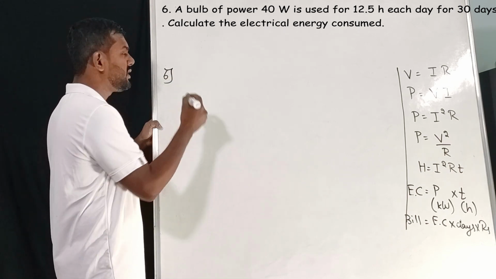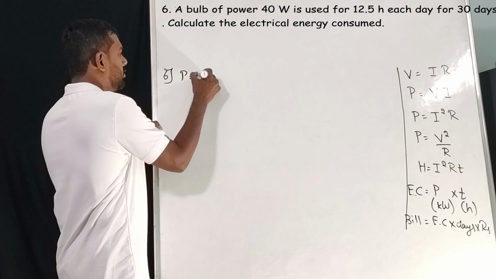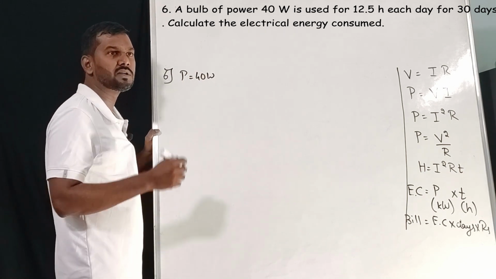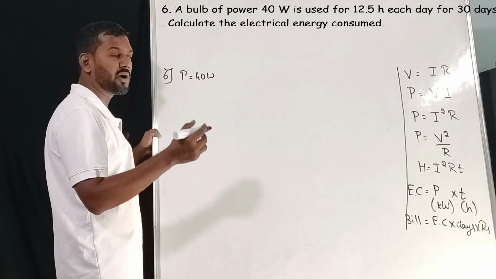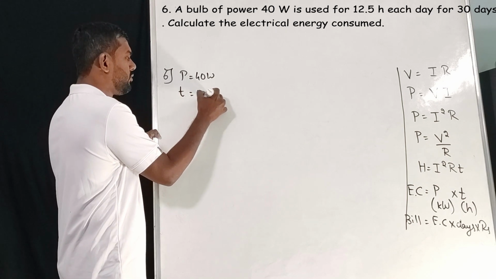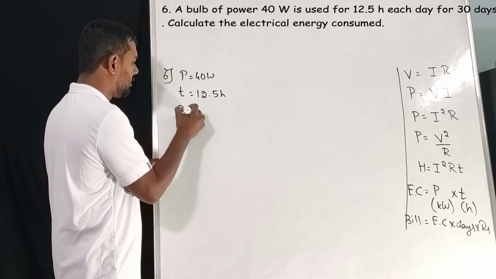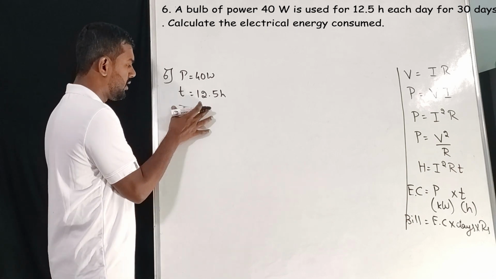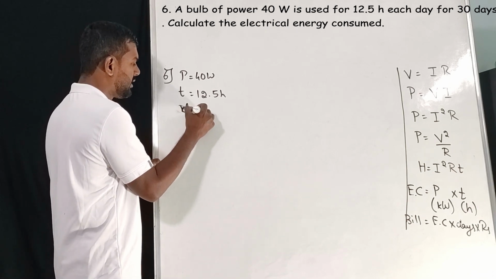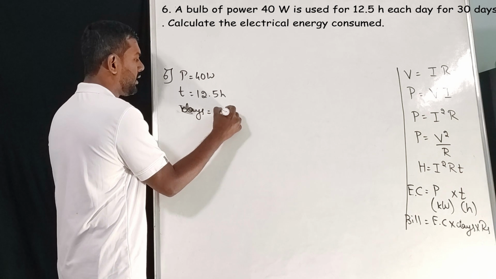Okay, this is question number 6. A bulb, the power is 40 watts. Power is equal to 40 watts. Next, used each day. Okay, time is given as 12.5 hours. Then it will be 30 days. So the number of days is equal to 30.